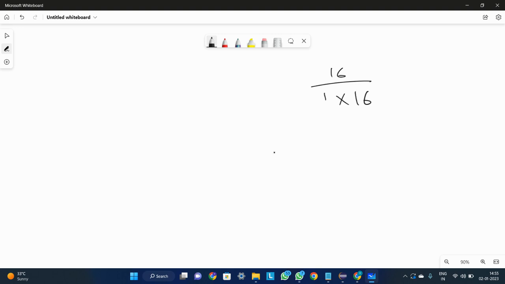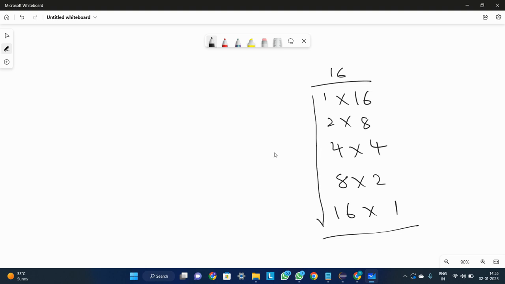1 into 16, 2 into 8, 3 we can't write, 4 into 4 is 16, then 5 no, 6 we can't write, 7 no, 8 we can write, 8 into 2 is 16, and 16 into 1. So these are the factors of 16. So we already took half of it. So we are going up to n by 2 previous time.